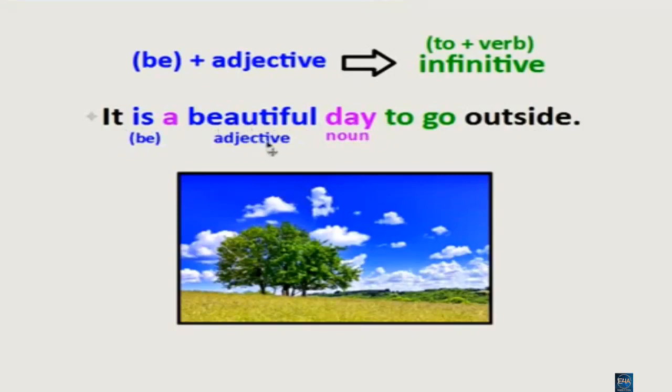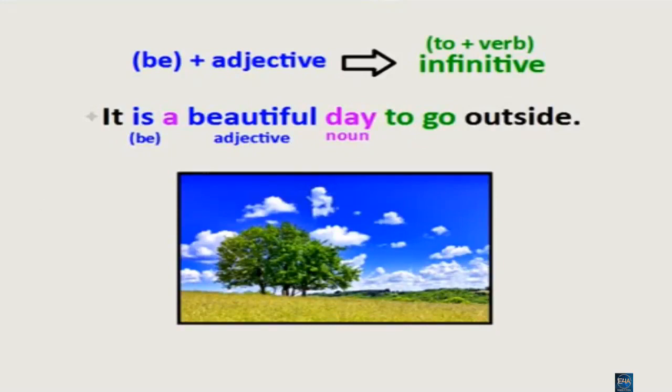So it doesn't matter if I also use a noun. As long as I'm using my verb to be and the adjective, I can describe something. But then if I want to talk about the action, I'm still going to use my infinitive, okay?